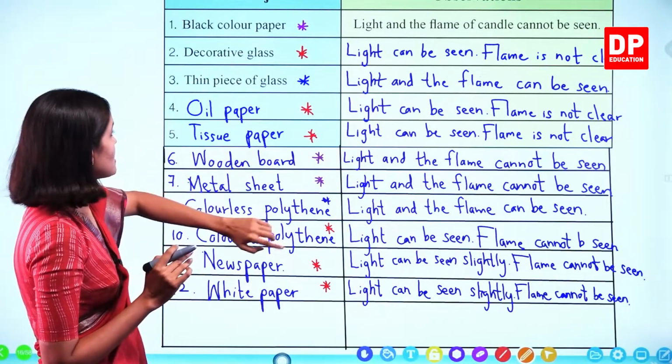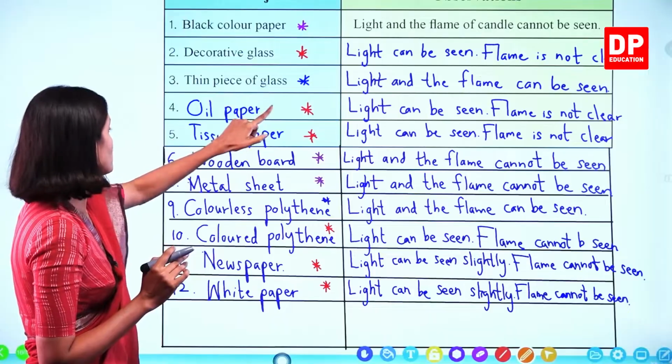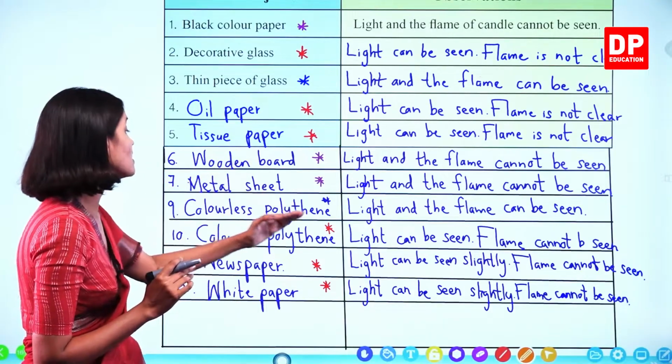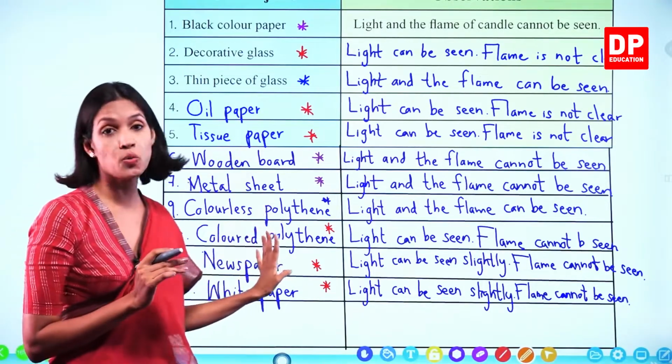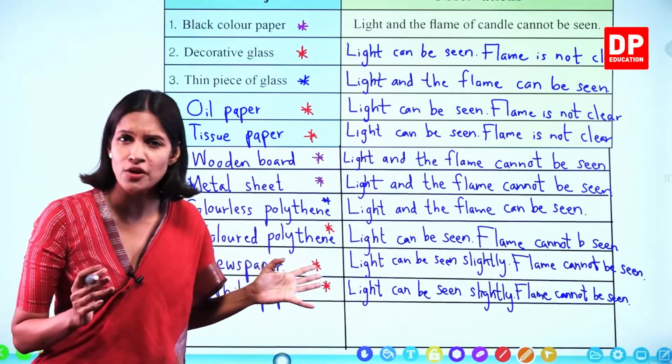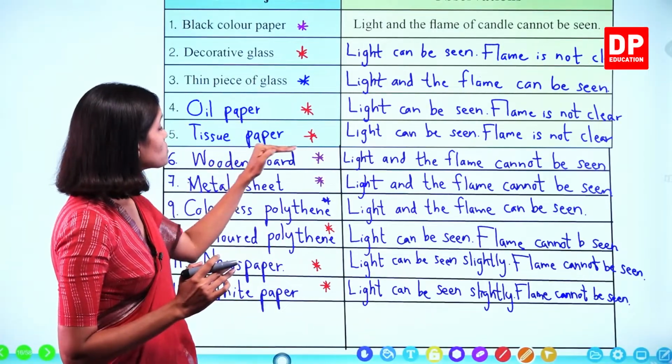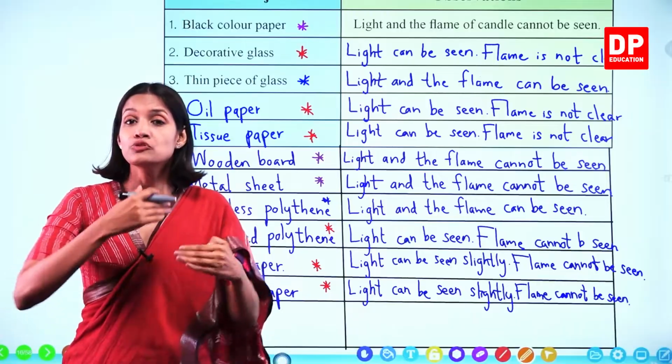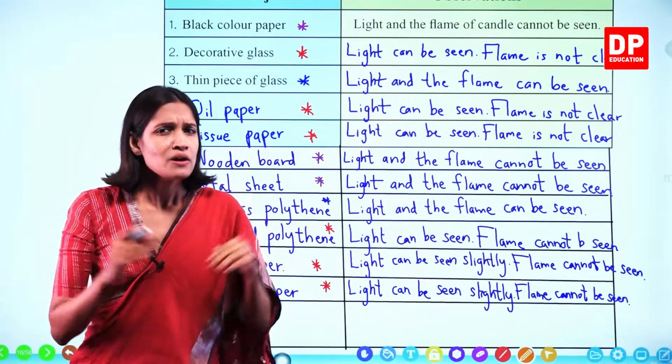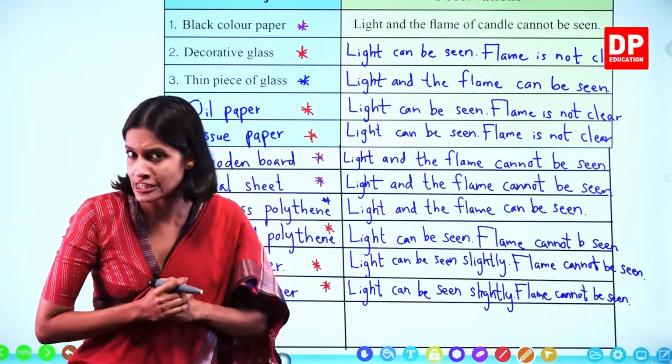These red color stars: decorative glass, oil paper, tissue paper, colored polythene, newspaper, white paper. There what happened? When you look through these materials, you could clearly see the light, but candle flame was not very clear.